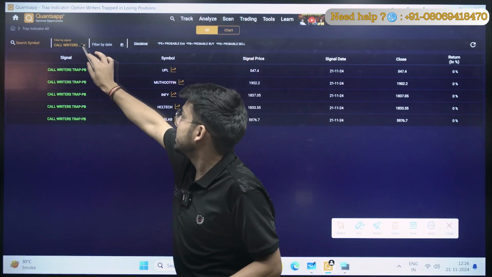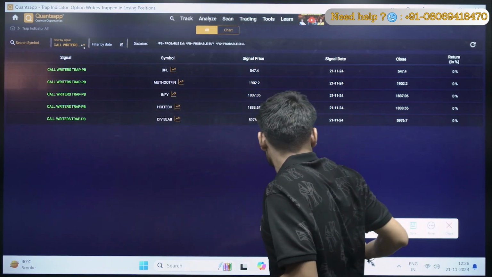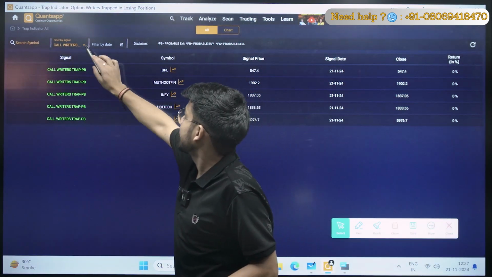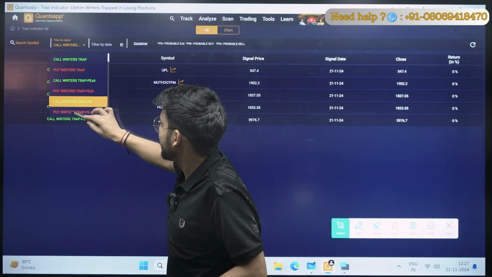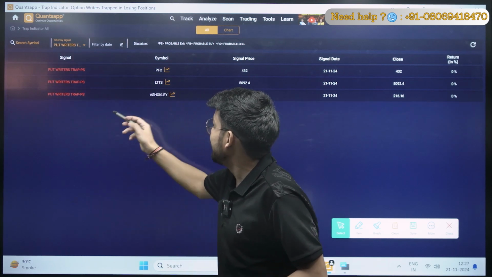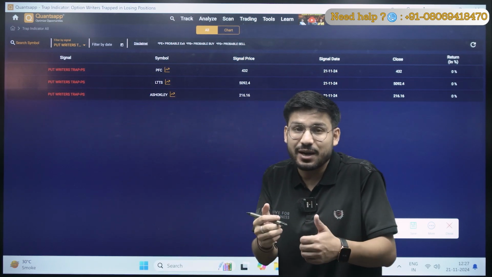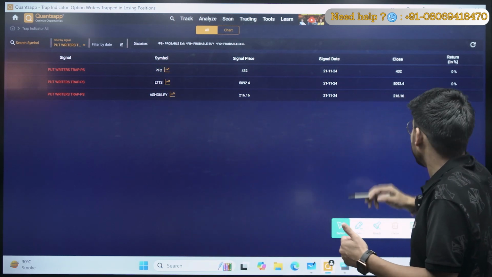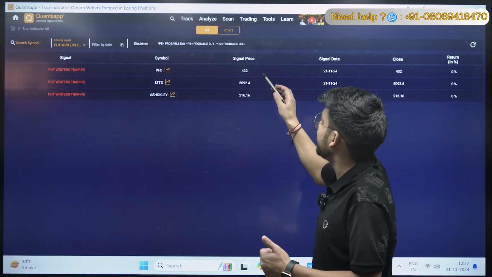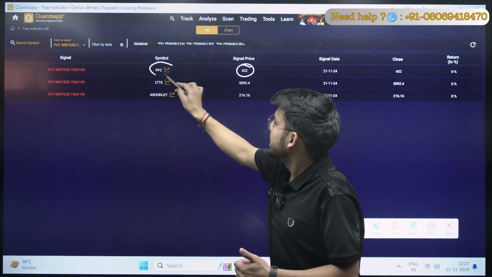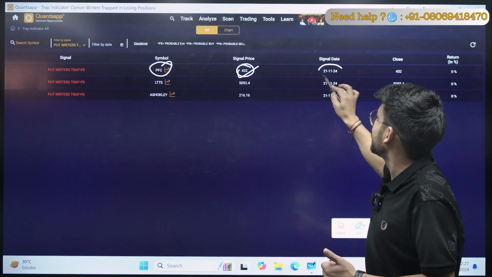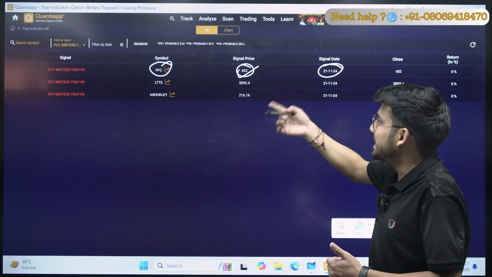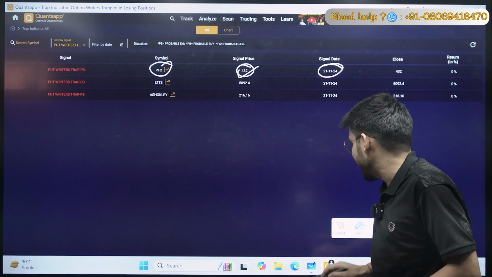So I'll show you in the put writer's trap. In the put writer's trap, you can see put writer's trap probable sell. It means these are the stocks which are capable of going more in the downward direction. So in PFC, let's take an example. The signal price was 432. It was generated yesterday at 432. Let's see where PFC is trading right now.